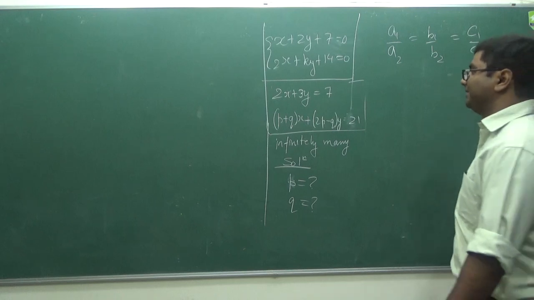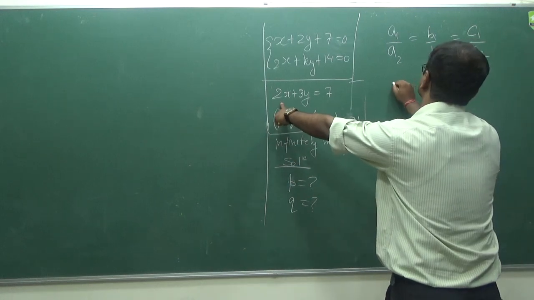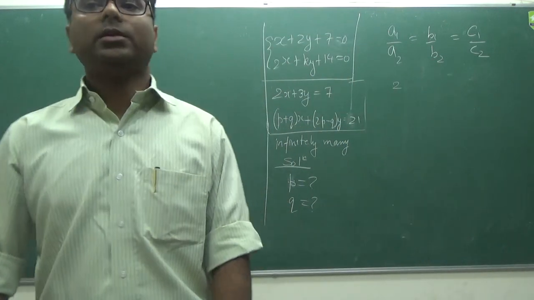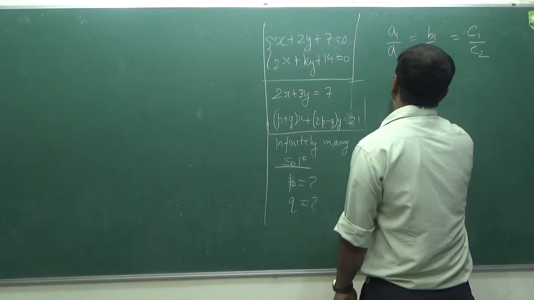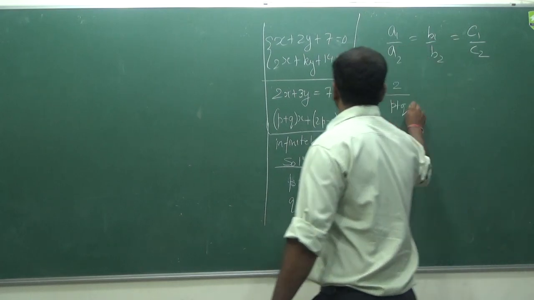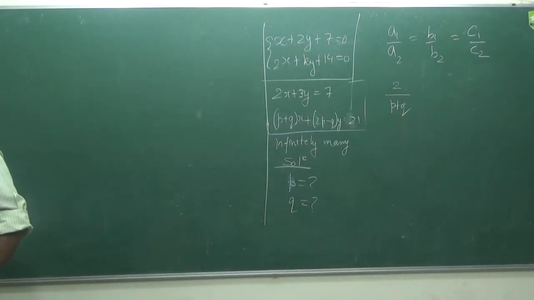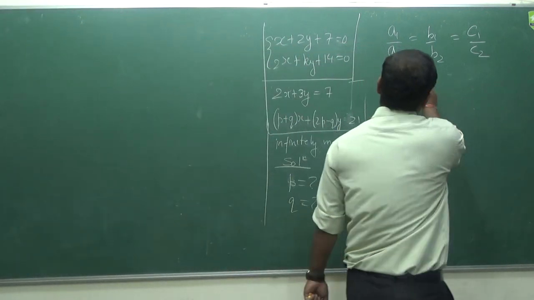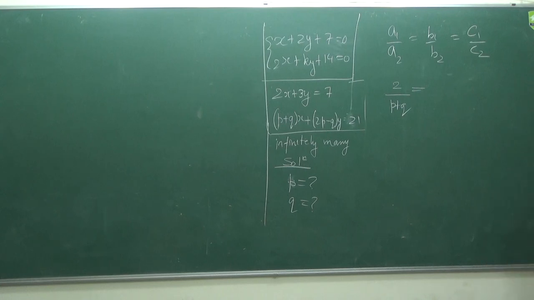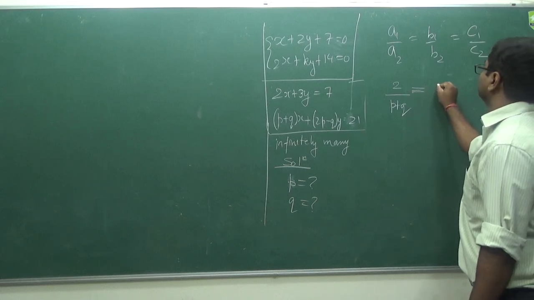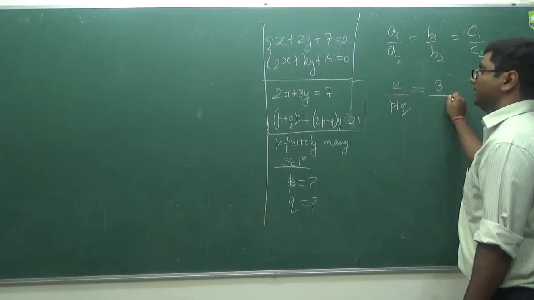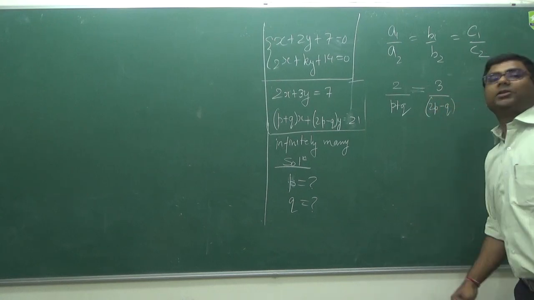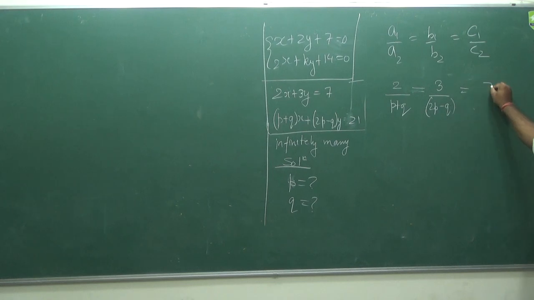Now what is A1 in this case? 2x? No, x is never included. x is a variable, so the coefficient is 2 upon p plus q. What is B1? 3 upon 2p minus q. And this is nothing but 7 upon 21.